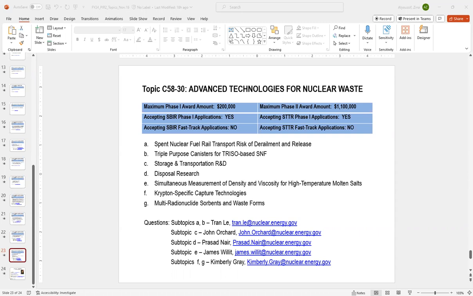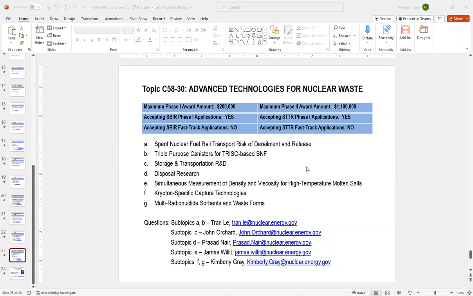Okay, the next one is subtopic D. It is about disposal research. This is a pretty important area of activity that has also gone on for over 10 years. And we have done a significant amount of work about understanding how the waste is isolated in a geologic setting.